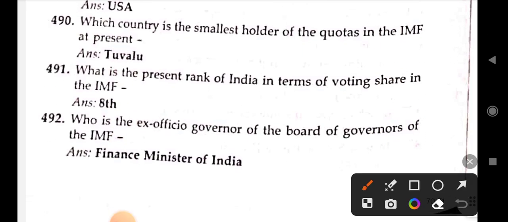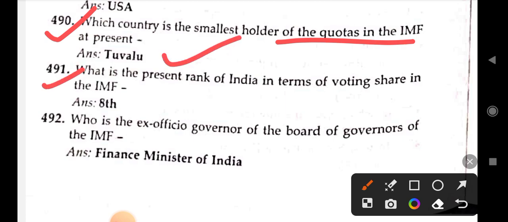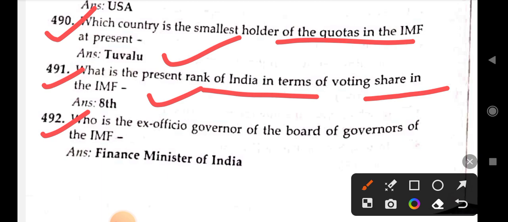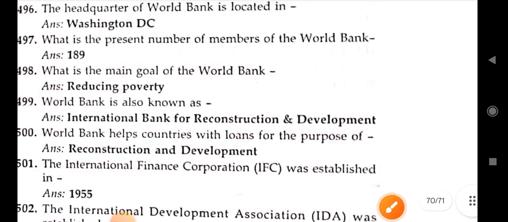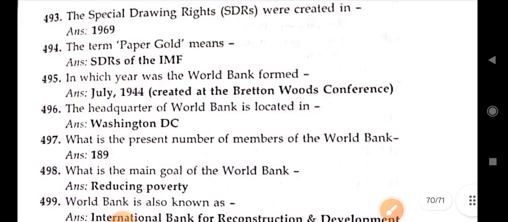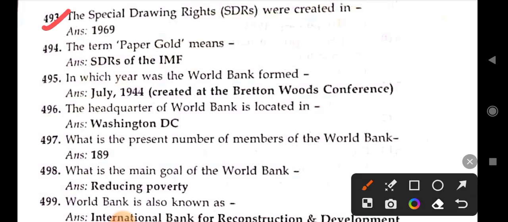Which country is the smallest holder of quota in IMF at present? Tuvalu. What is the present rank of India in terms of voting share in IMF? 8. Who is the ex officio governor of the Board of Governors of IMF? Finance Minister of India. Next, the Special Drawing Rights, SDR, were created in 1969. The term paper gold means SDR of IMF.